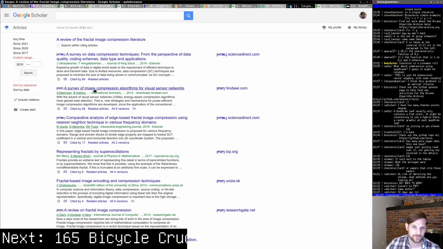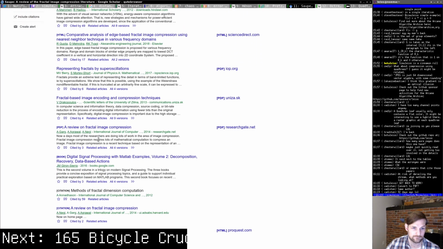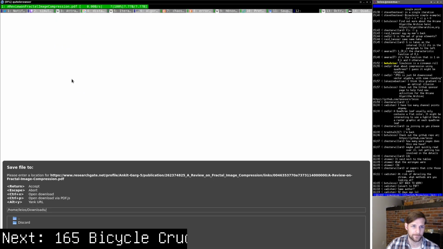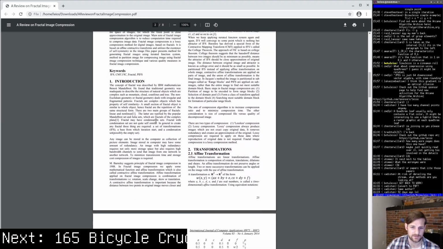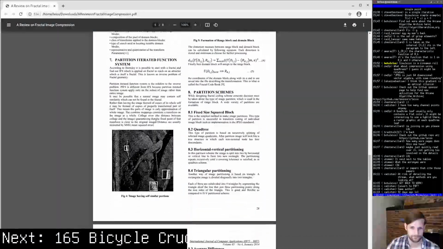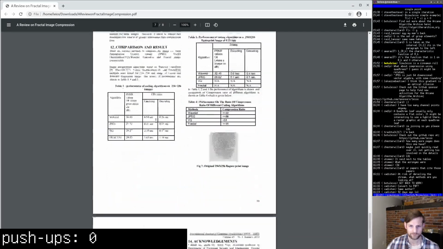Survey on image compression algorithms for visual sensor networks, representing fractals by super oscillator. Yeah, we saw that one before. Fractal-based image encoding and compression techniques. It doesn't look like it's from a reputable source. A review on fractal image compression from 2014. That one looks relevant and useful. Review on fractal image compression. Actually, maybe this is what we want. Yeah, I'm happy with that one. Okay, let's grab this one as well.